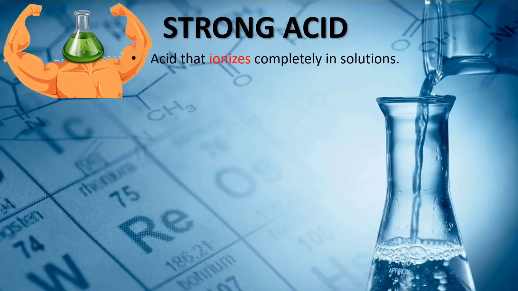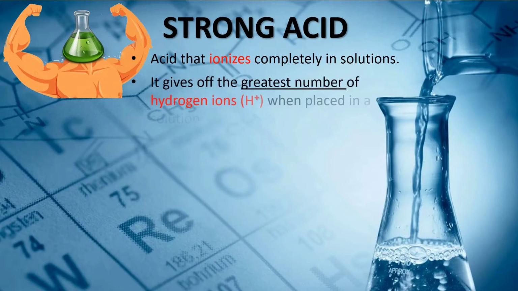So if I add the acid into a solution or water, the acid is going to ionize completely. So it is going to give the greatest number of hydrogen ions when it is placed in water or any solution. Okay, so an acid which is strong, if we say an acid is strong, what does it mean? It means that when we add that acid into water or any other solution, it is going to dissociate completely.